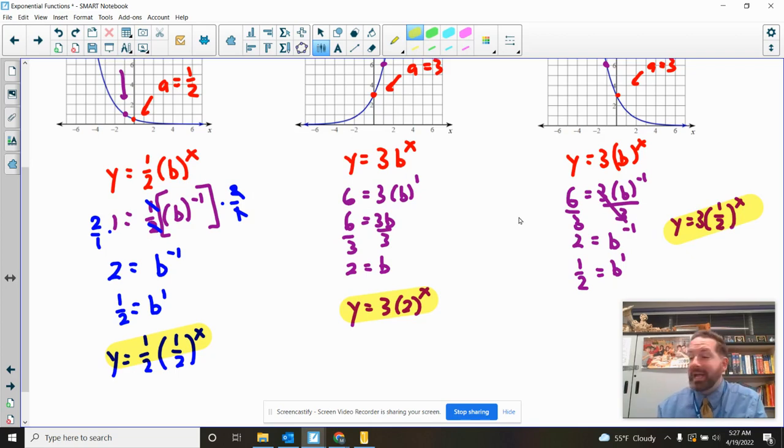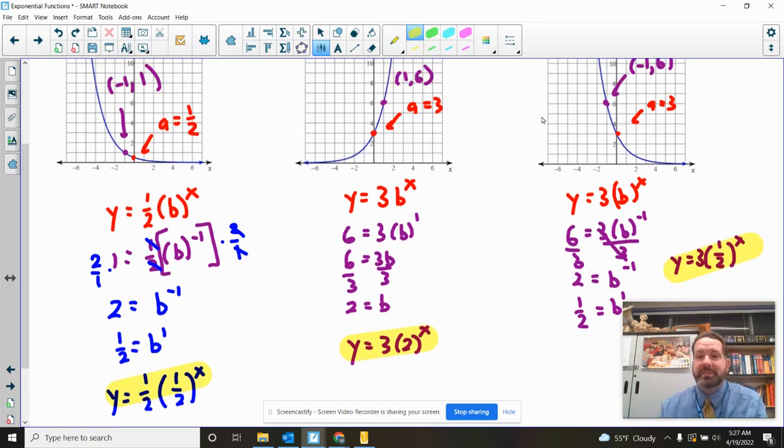Now, if you got a little time and you want to take a look at these last two that we did, I want you to notice how the graphs look and how that showed up in the equations. What's similar and what's different? A little bit of food for thought there.